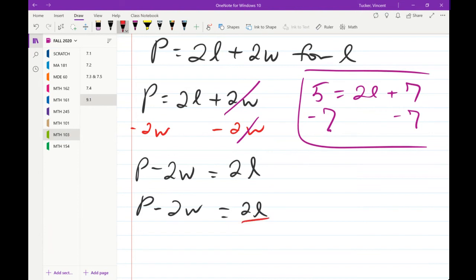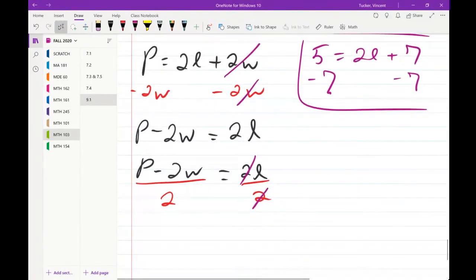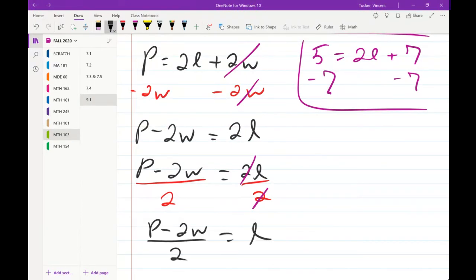I will divide both sides by 2. And the 2's cancel on the right. So P minus 2W divided by 2 is equal to L. And that will be my expression.